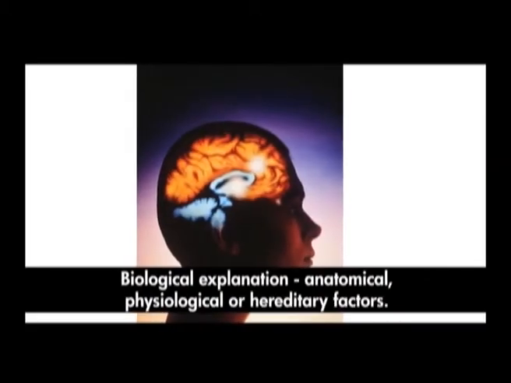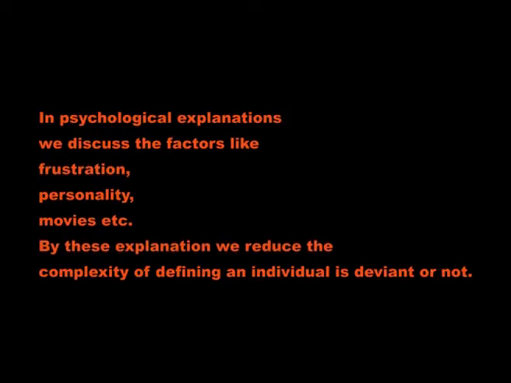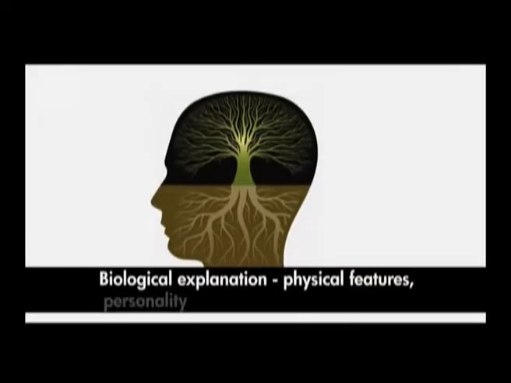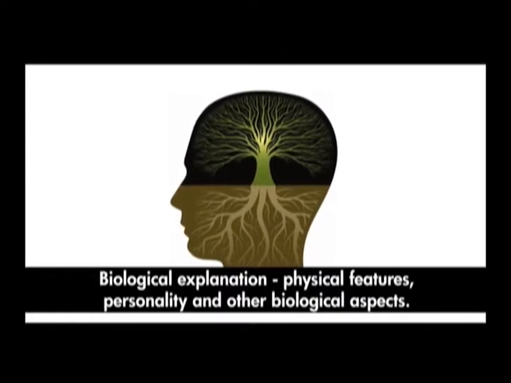Biological and psychological explanations of deviation. Biological explanation deals with anatomical, physiological, or hereditary factors. In psychological explanations, we discuss factors like frustration, personality, movies, and so on. By these explanations, we reduce the complexity of the definition of an individual being deviant or not. Let us now discuss the biological factors. In biological explanation, we deal with physical features, personality, and other biological aspects.